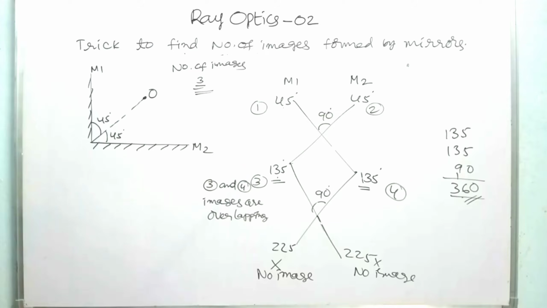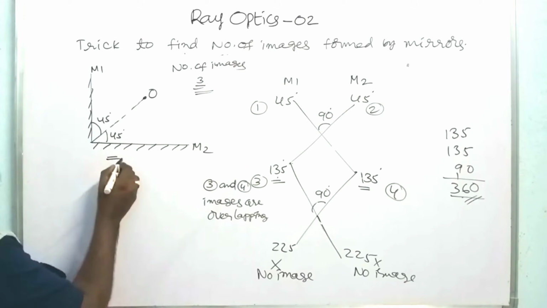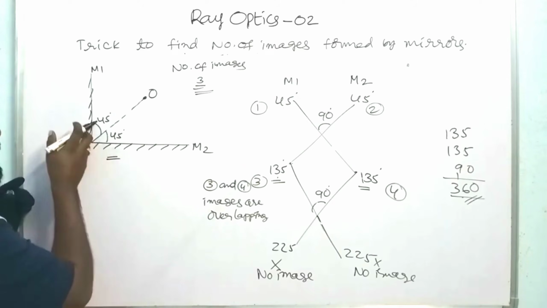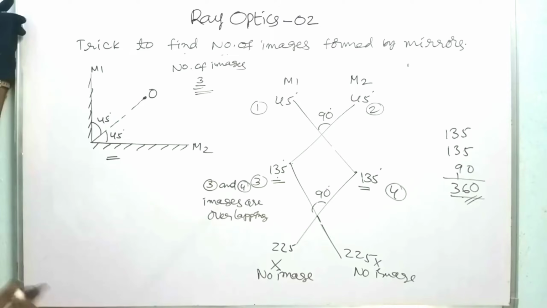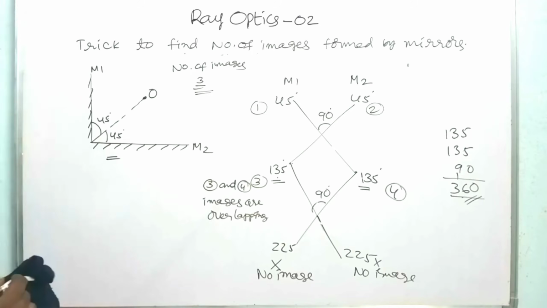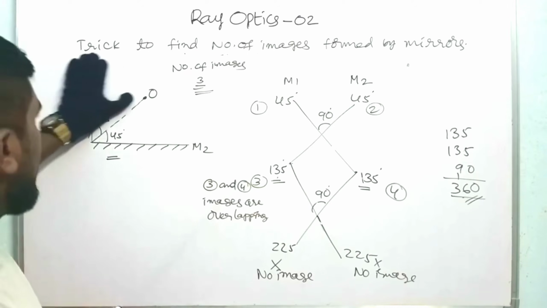Clear? So this is the symmetric case. Symmetric means the angle between these two is 45 and 45, the same angle. The reflection between the two mirrors, 45 degrees and 45 degrees, from object to mirror and mirror to object. Right? That is the symmetric variation. Okay, now let's see another example.